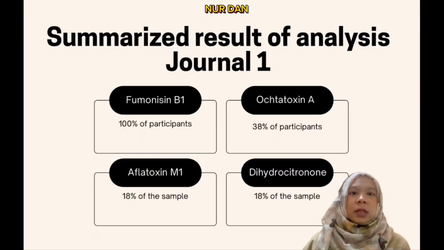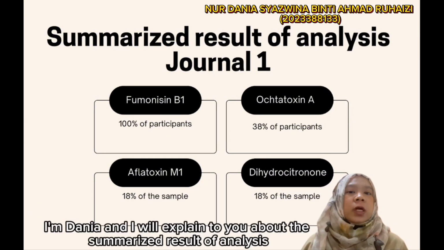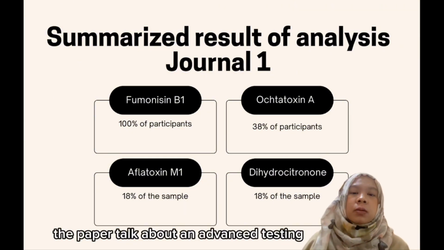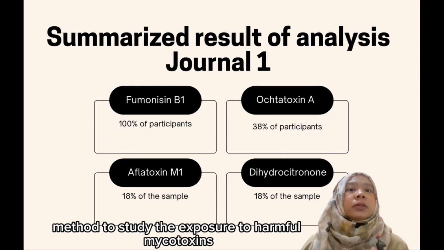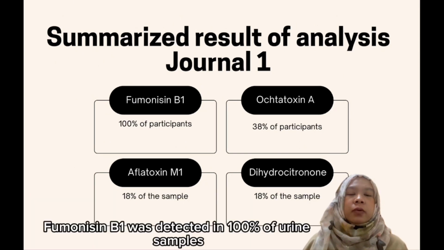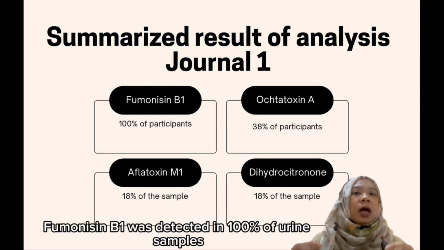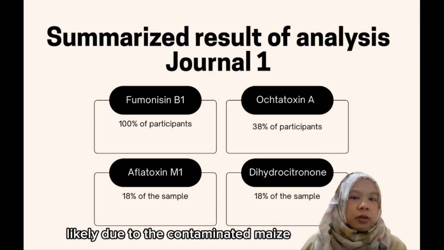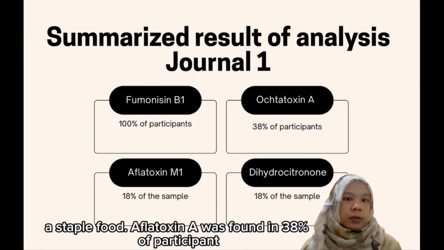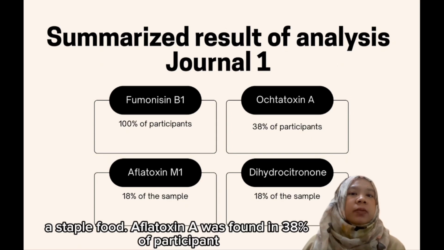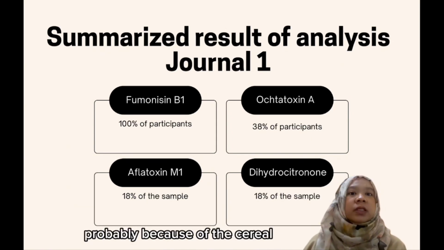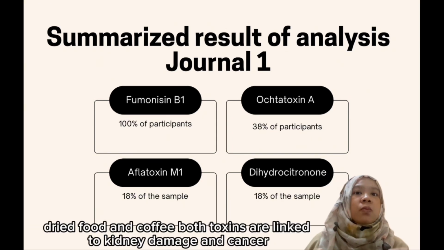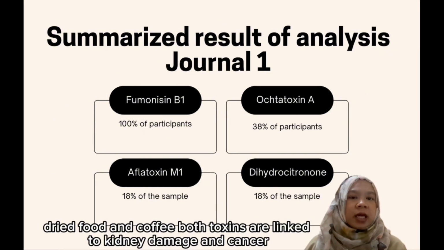in urine. I'm Dania and I will speak to you about the summarized results of the analysis. The paper talked about an advanced testing method to study exposure to harmful mycotoxins. Fumonisin B1 was detected in 100% of urine samples, which indicates a nearly universal exposure, likely due to contaminated maize-based food. Aflatoxin A was found in 38% of participants, probably because of cereal, dry food, and coffee. Both toxins are linked to kidney damage and cancer.